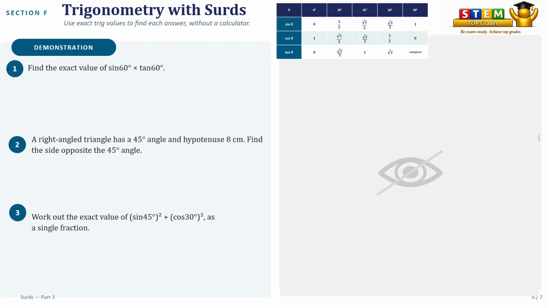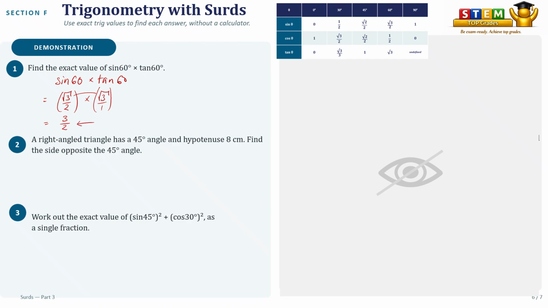So let's get started. Sine of 60 multiplied by tan of 60. So sine of 60, if you can see from the table, is root 3 divided by 2, and that multiplies with tan of 60. Tan of 60 gives you root 3, or you can say root 3 over 1, that's the same idea. Now you multiply the top numbers, so that's root 3 times root 3, which is 3, over 2. So here's your answer for the first one.